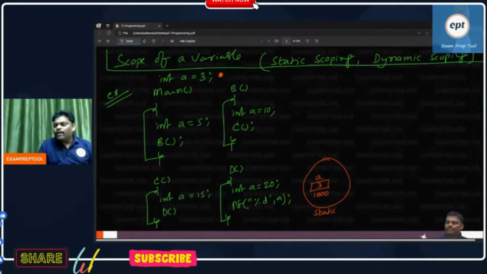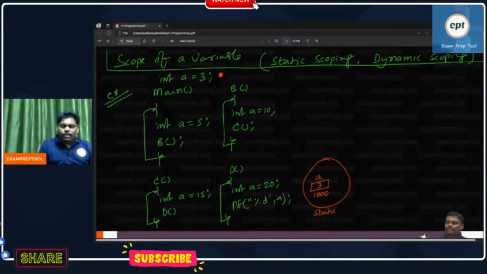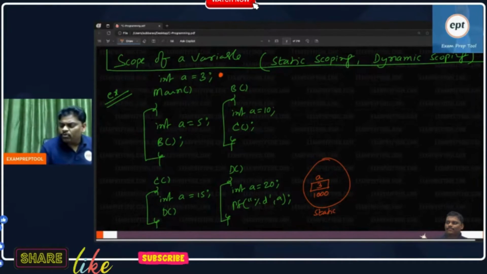Someone is saying, what defines compile time? Yeah, let's see. Listen everyone now. If you want to run the program, first you have to compile. The purpose of compilation is converting from high level to low level. Some students are asking, what is the meaning of high level to low level, sir?